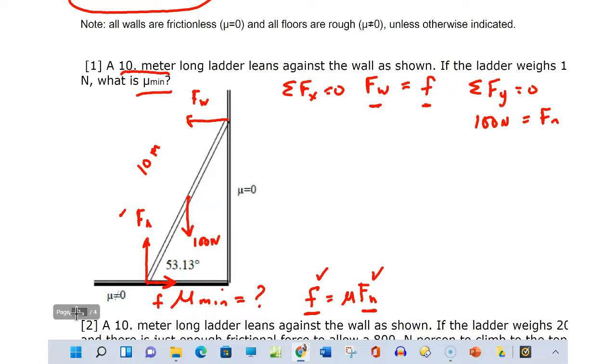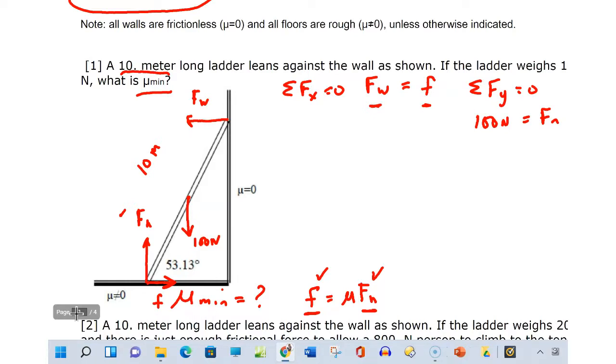So remember I said it probably doesn't look like a torque problem to you, but it could be. We could do it as a torque problem. What do I want to find? I'm going to find the friction force. And I know that the friction force equals F wall, so I'd really like to find F wall. So I'll place my axis of rotation down here so I can eliminate the friction force, and I'll have this torque, the 100 newton, and this torque.